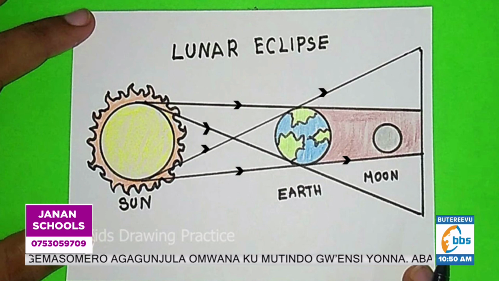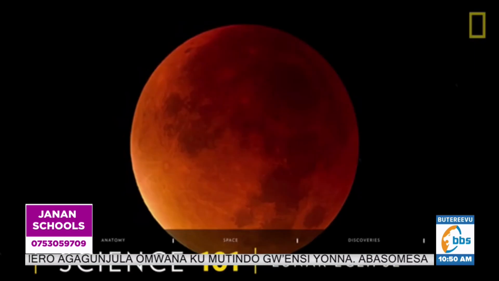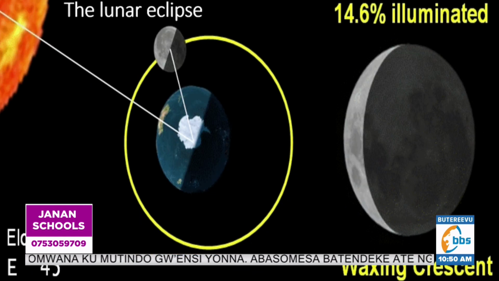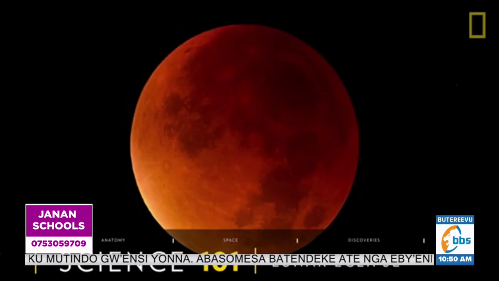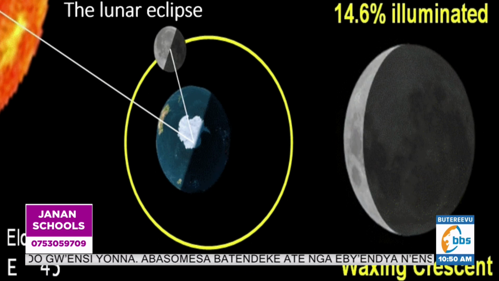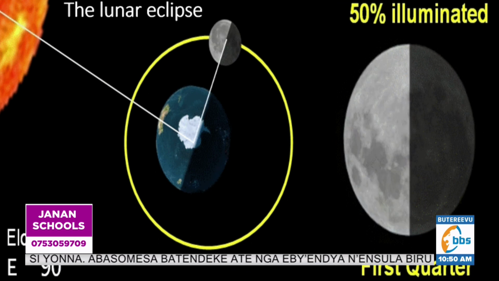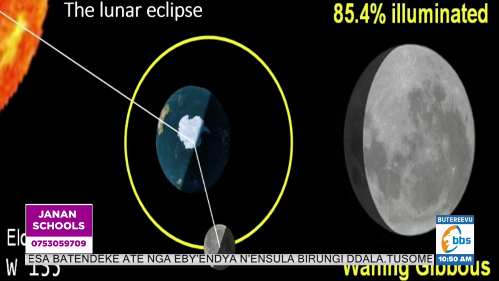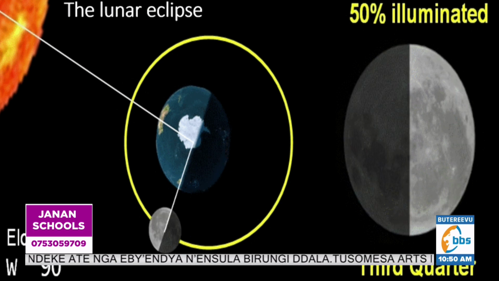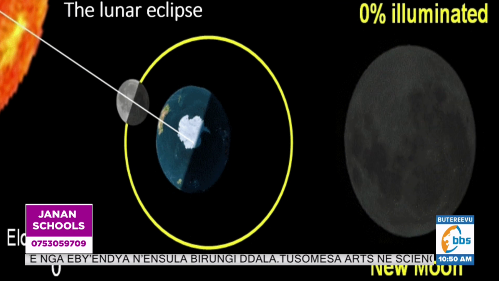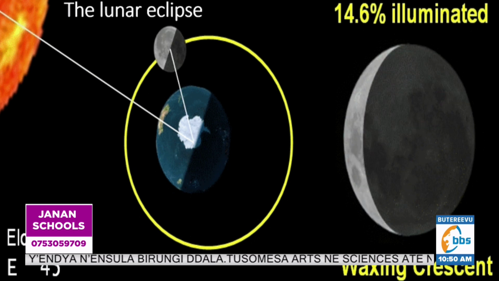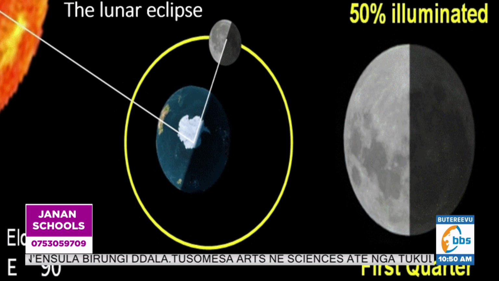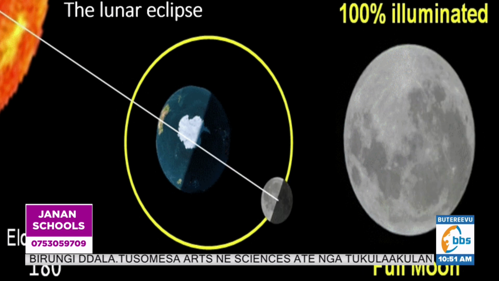We proceed to the next one. That's a nice video for them as well. Now, let's look at that. That is a lunar eclipse, and it's showing you how the moon moves around the what? The earth.